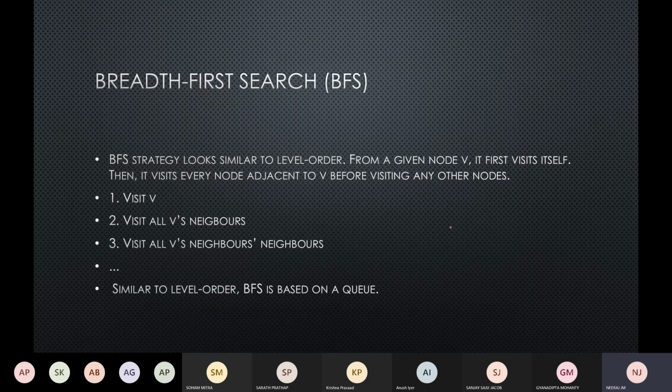Moving on, the next would be the most famous one, I guess, if you use it in CP, which is BFS. Though its time complexity is very long, you use BFS obviously for shorter graphs, and BFS is better to use than DFS, because it is nothing but a level order search. Simple. If you're given a node V, it visits itself first, and then it visits every node adjacent to V before any other nodes. As simple as this.